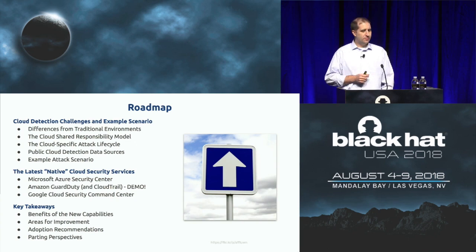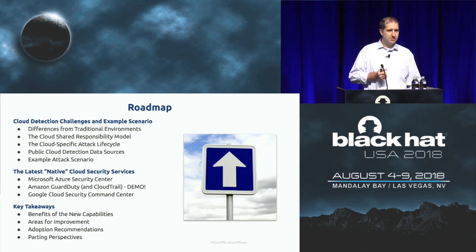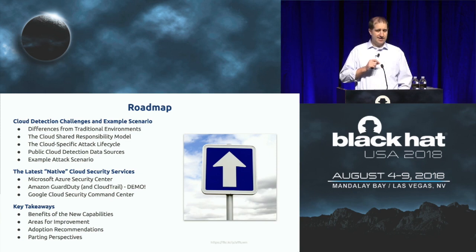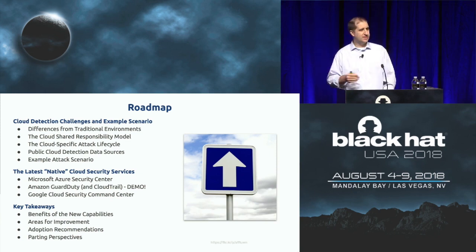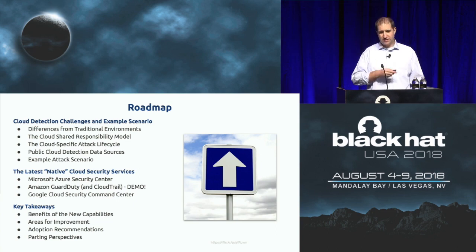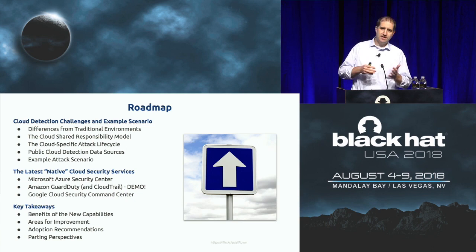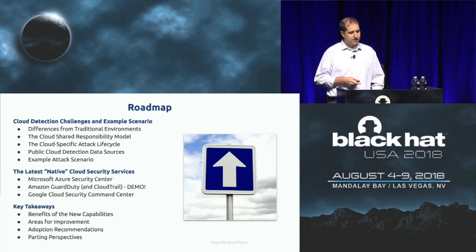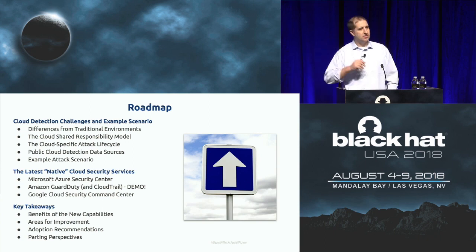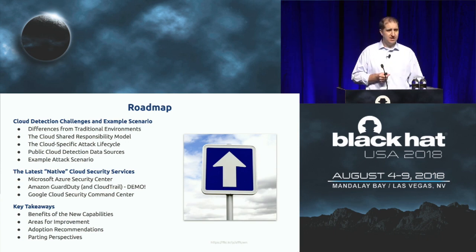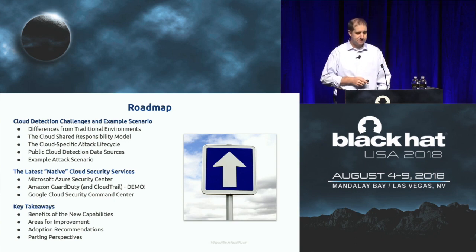So to give a little bit of an agenda, a roadmap, I'm going to cover some of the challenges, try to cover the problem space a little bit, talk through the shared responsibility model and how I think it might need to be tweaked a little, the cloud-specific attack lifecycle, how that differs from a traditional attack lifecycle. Talk about how the data sources come into play when it comes to detection, go through a quick example attack scenario, and then get to the meat of the talk, which is probably why you're here, to see a little bit of each of the major cloud providers' offerings when it comes to the native services. And we'll talk about how the partners integrate later. And then I do want to spend a lot of time at the end talking about key takeaways, because I think there's things to learn from these strategies that go beyond just the detection capabilities that they offer.